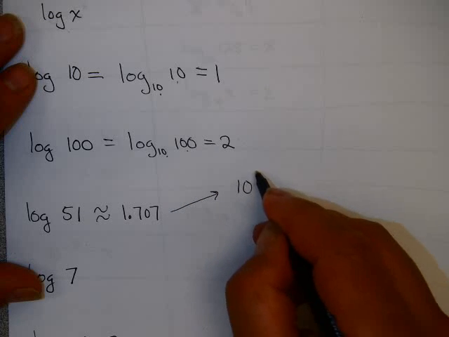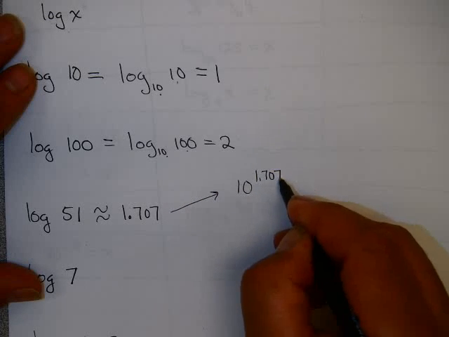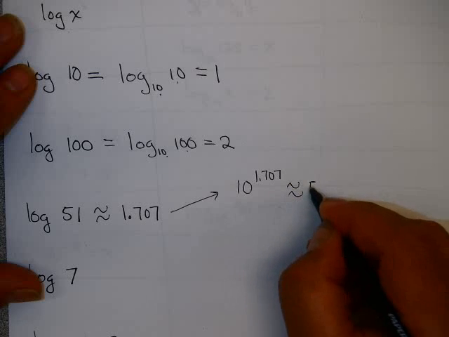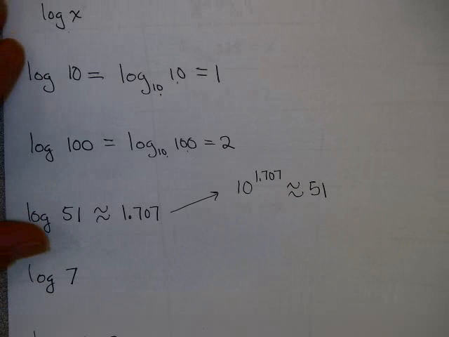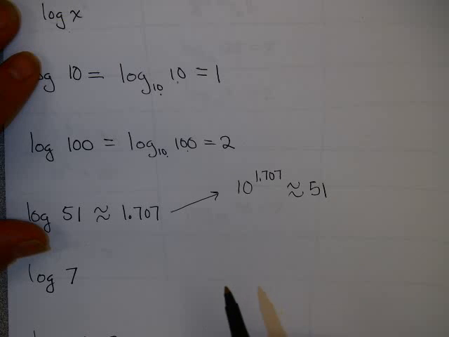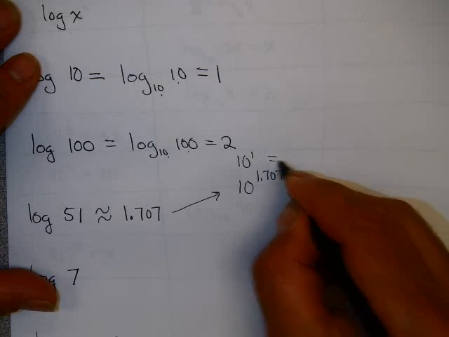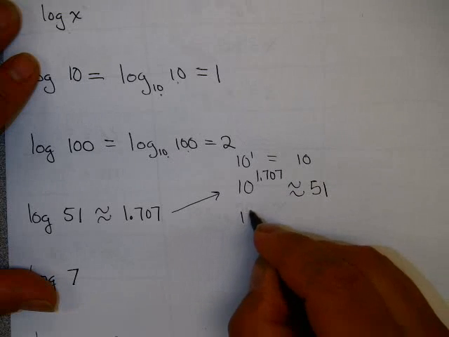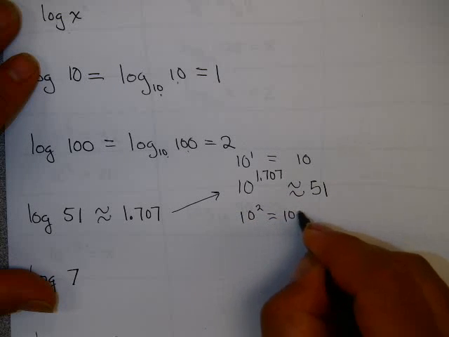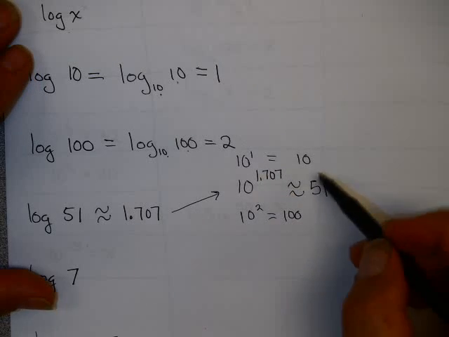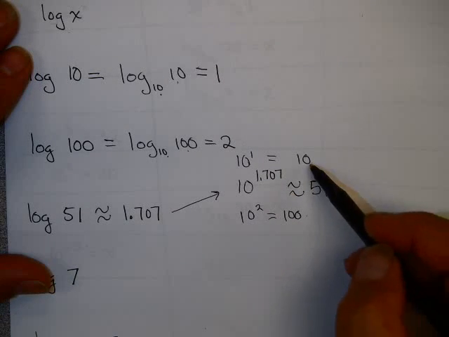That means 10 to the 1.707 is approximately 51. Now, we'll check that in a minute, but let's think about why this makes sense. You know that 10 to the first equals 10, and 10 to the second equals 100. So what power would I raise 10 to get an answer of 51?